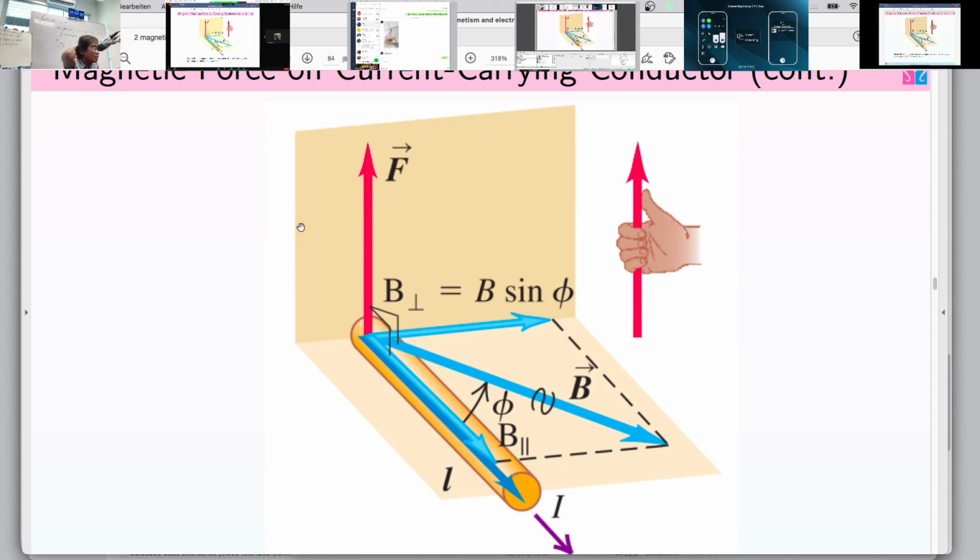It's not exactly a right angle. Let's say it's angle phi. Okay, it's angle phi, right? And of course, ILB comes actually from vector F equals I open parenthesis vector L cross vector B.